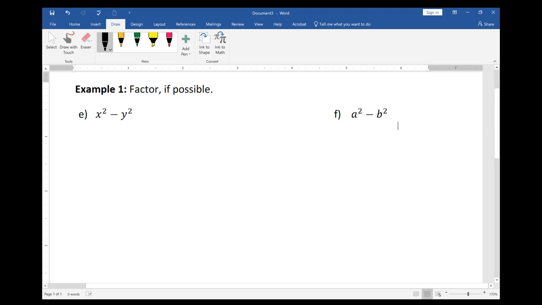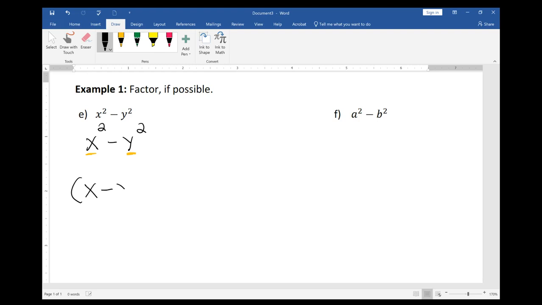Example 1e, factor if possible, x squared minus y squared. We will identify our perfect squares and then we'll write our binomials. From the structure of the problem, we can see that we have our perfect squares. So we have our x squared and our y squared. Now that we have identified our perfect squares, let's write our binomials. So our binomials will be x minus y, x plus y.